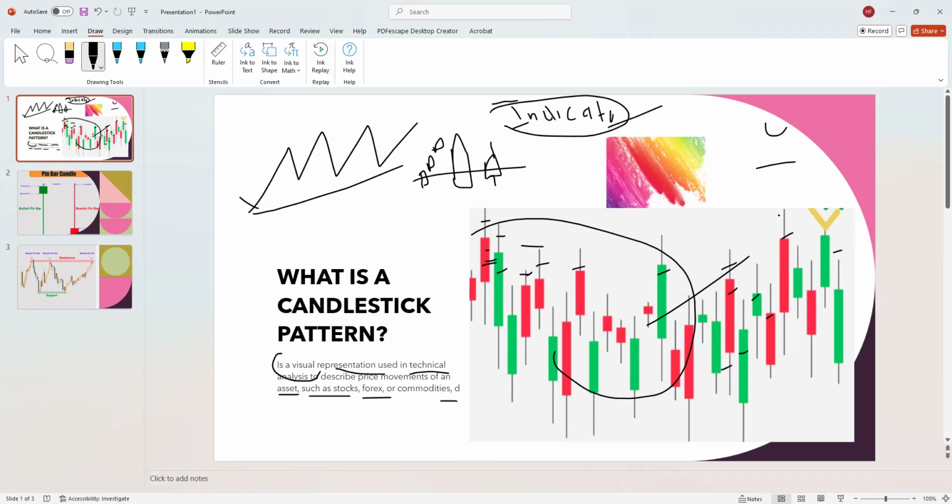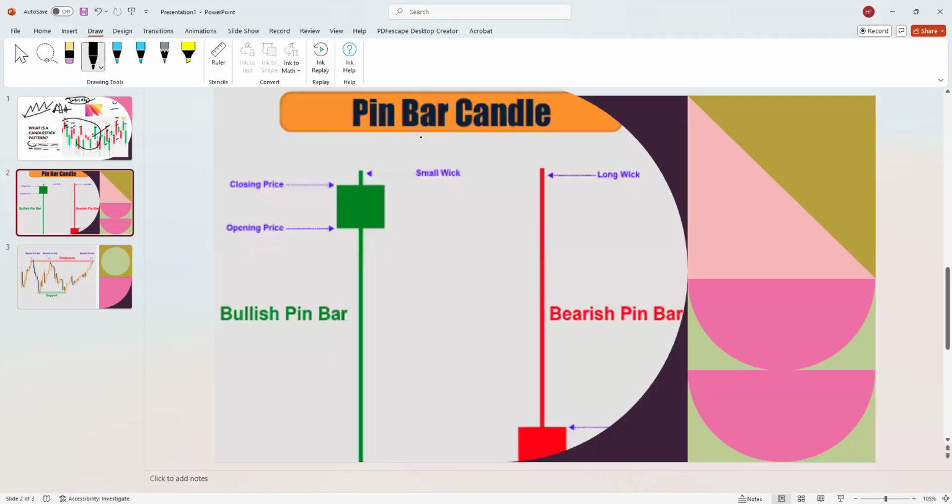You have the wick. You have the body. You have the wick, and then we also teach you about the pin bar, all those candles. When you see a pin bar candle, we call it a pin bar candle. What does it mean? We have what you call a bullish pin bar, and we have a bearish pin bar. So remember, I also teach you the difference in this class.